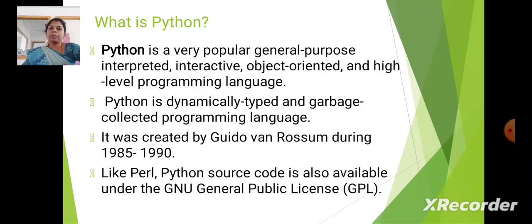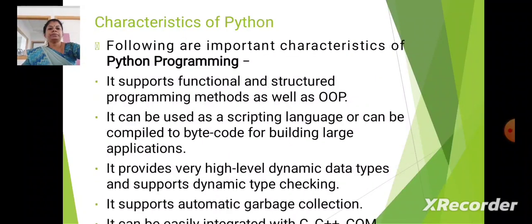What is Python? Python is a very popular, general purpose, interpreted, interactive, object oriented and high level programming language. Python is dynamically typed and garbage collected. It was created by Guido van Rossum during 1985 to 1990. Like Perl, Python source code is also available under GPL.